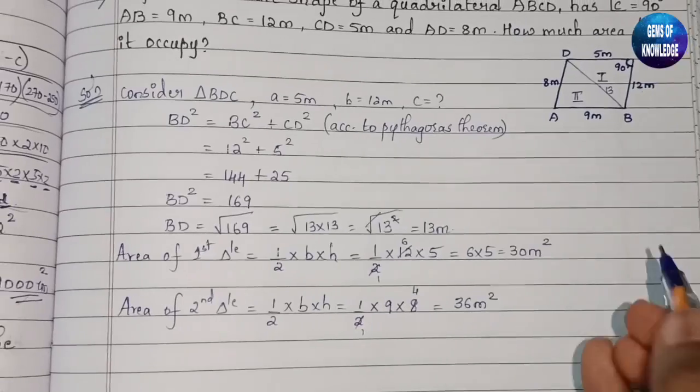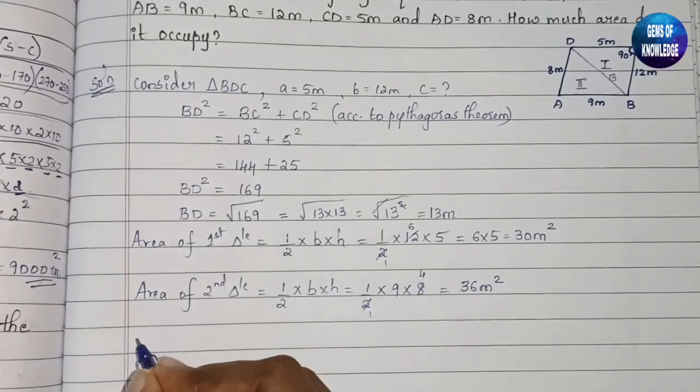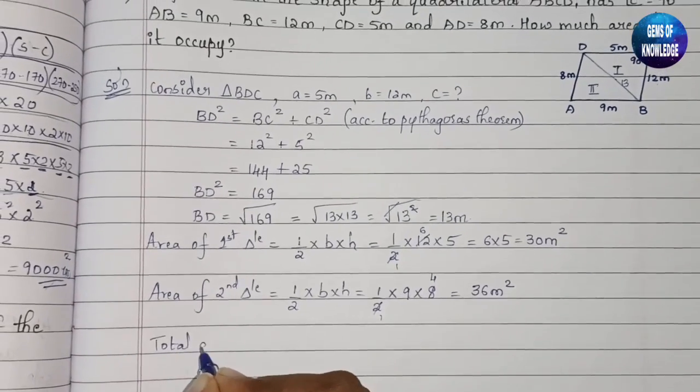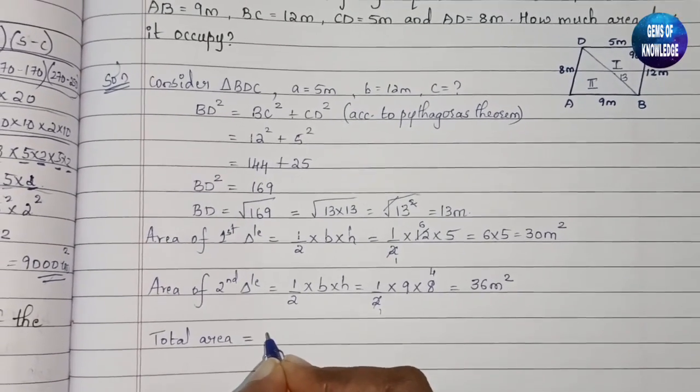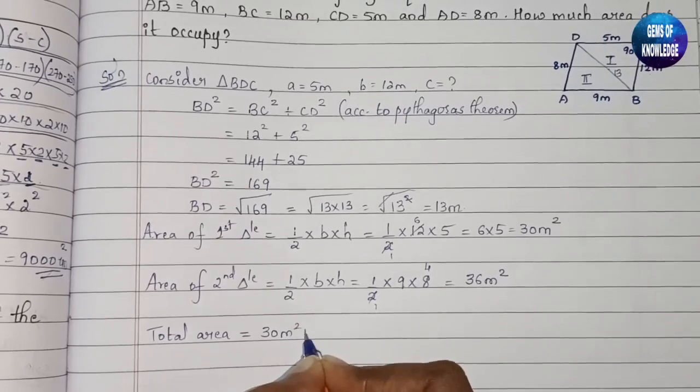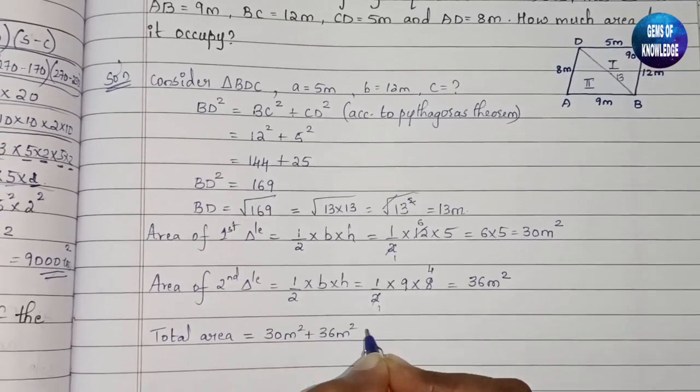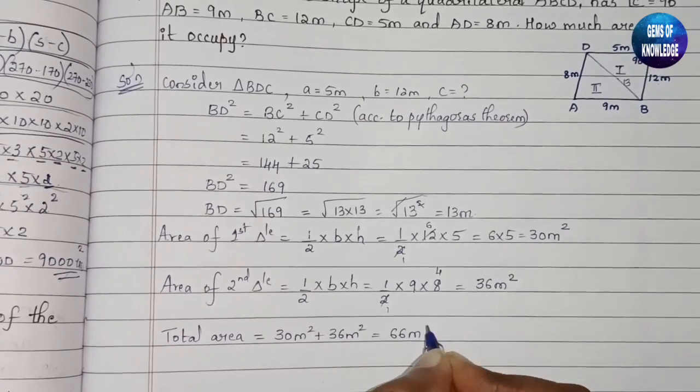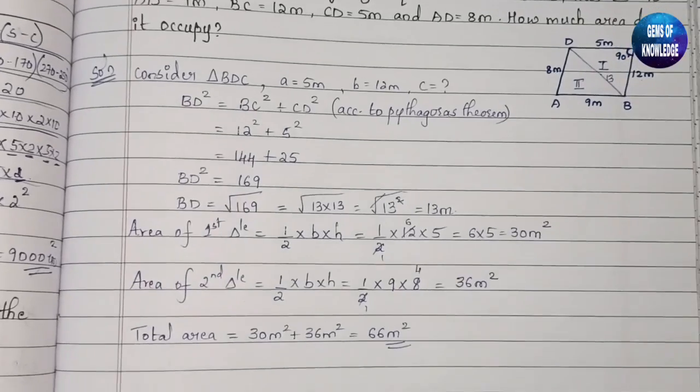Now if you add both, that is the total area, you are going to get 30 meter square plus 36 meter square, which is 66 meter square. This will be the final answer.